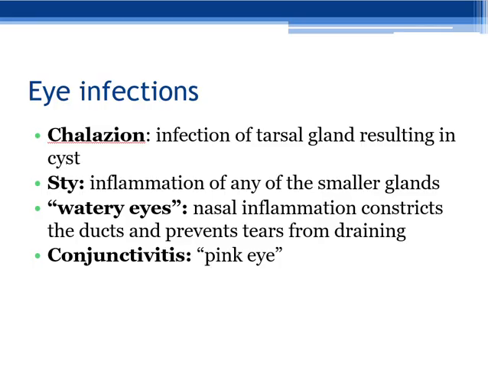Other things we can talk about besides the chemistry of how rods work are just simple things like eye infections. Chalazion is an infection of the tarsal gland resulting in a cyst. A stye is inflammation of any of the smaller glands. If you have watery eyes, it might be because you have nasal inflammation and it's constricting or blocking the nasolacrimal duct and preventing tears from draining. And conjunctivitis is inflammation of the conjunctiva. We oftentimes call it pink eye.